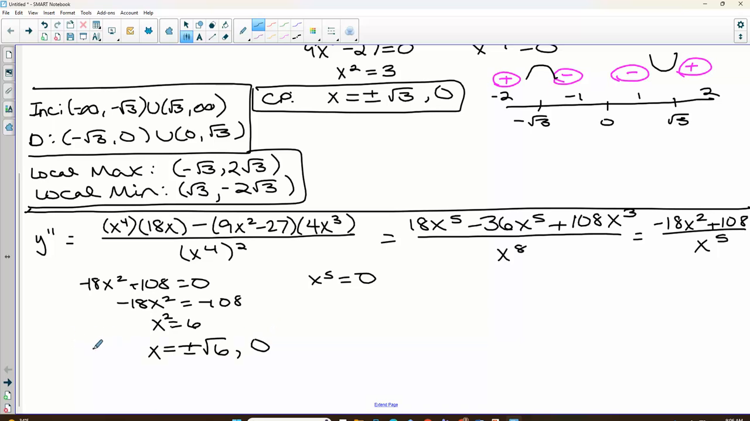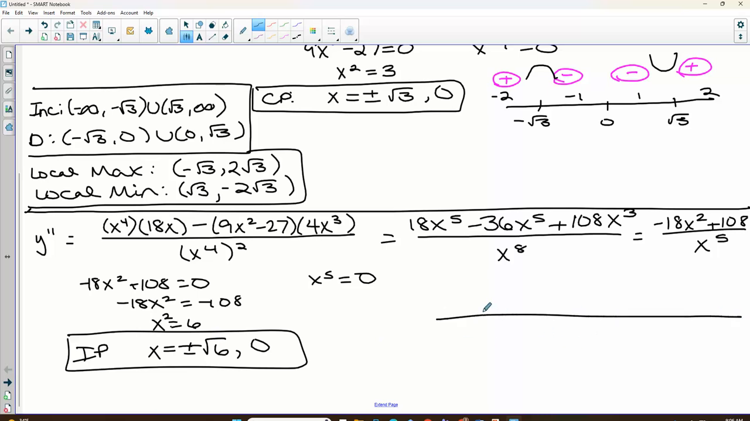So those are my inflection points. So to check our concavity, smaller, between, when we are plugging these into the second derivative. So you may need a calculator now.